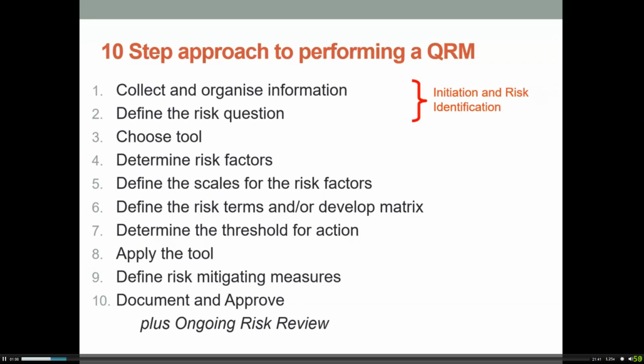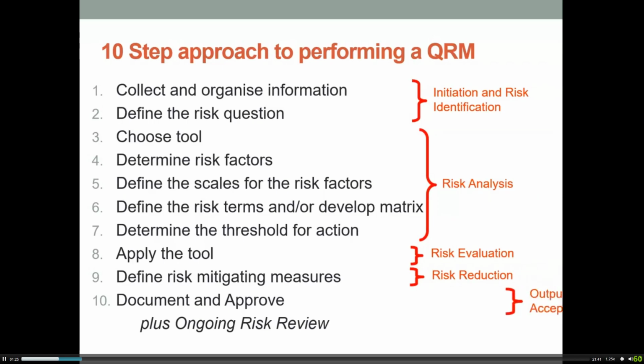Our first 2 points here are around the initiation of your QRM and what is your risk identification. The next part then comprises of our risk analysis. We've got a risk evaluation once we've done our analysis. What are we going to put in place to reduce the risks that we have identified? And then our output and our risk acceptance going forward. And standing on top of that then we have the risk review.